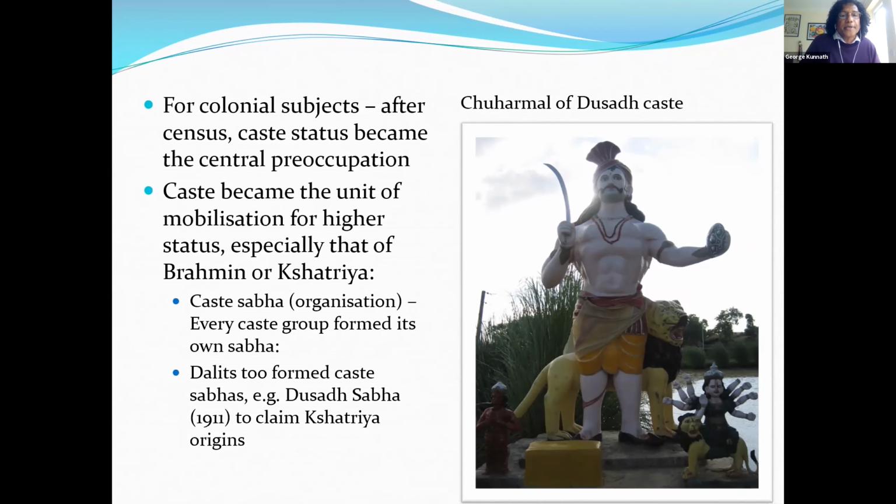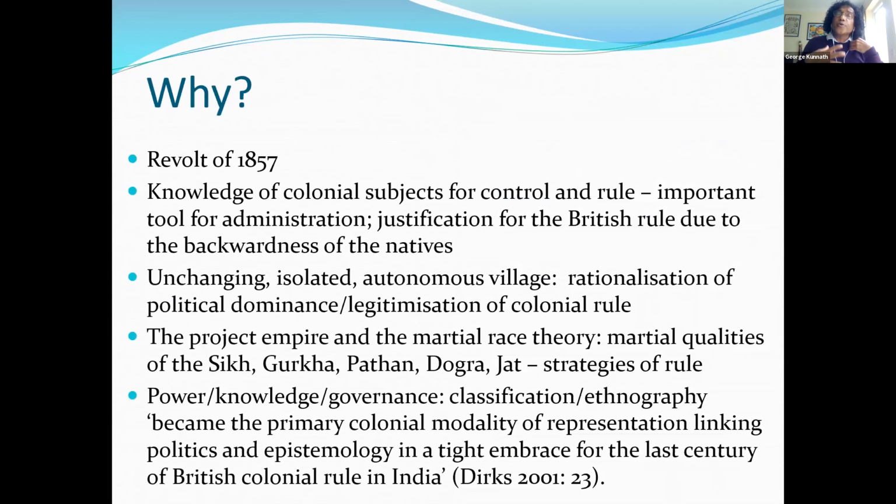Now, the second question is, if this is how enumeration created the centrality of caste, then why did caste become central? What was the politics? This is the question which Vijayalakshmi was asking.